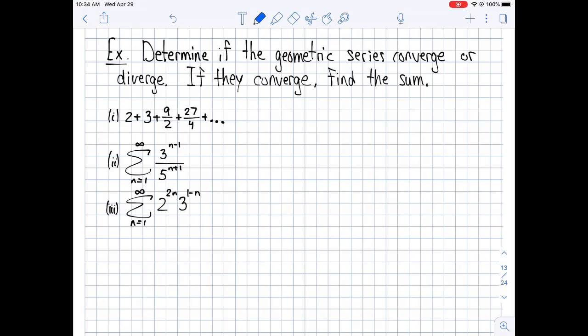Here we have three geometric series, and we're going to be taking a look at whether or not they converge or diverge, and then if they converge, we're going to be looking to find the sum.